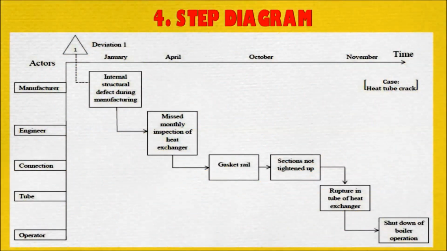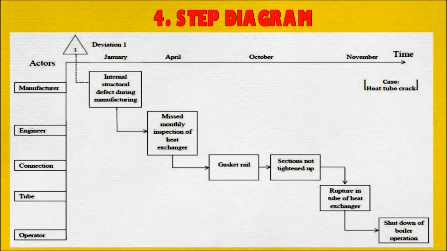The main problem for the heat exchanger is the crack in the heat exchanger tube. For the actors, the manufacturer is the first actor, because the first problem is the internal structural defect during the manufacturing, which is the main cause of this problem. The second actor will be the engineer who missed the monthly inspection of the heat exchanger. Because of his lack of preventive maintenance activity, the crack is left undetected.